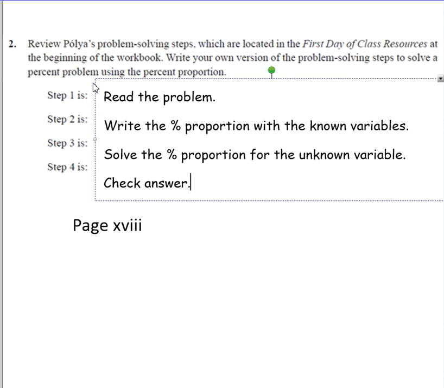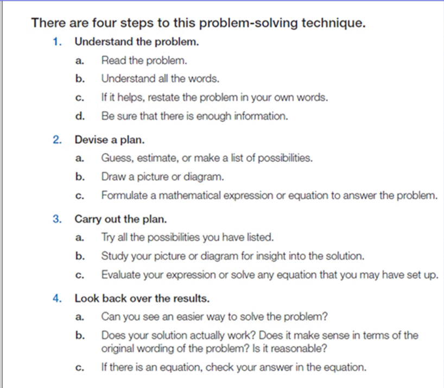So obviously that's optional, but a lot of times just thinking about the problem will help you determine whether your answer makes sense or not. And the page where all this information was on was page Roman numeral 18. And this is just what that page looks like in the front of your book if you want to turn to it and read through it.